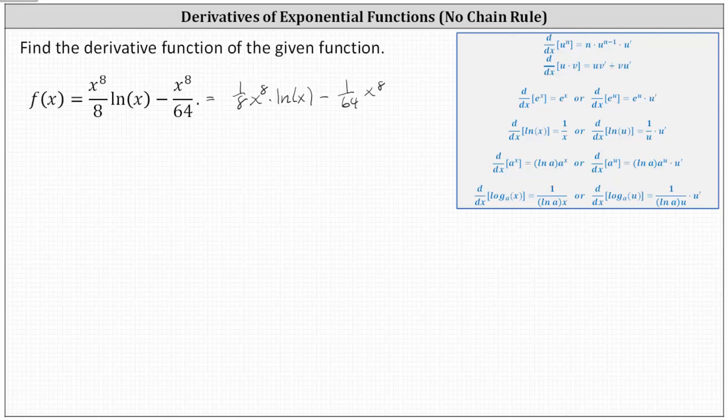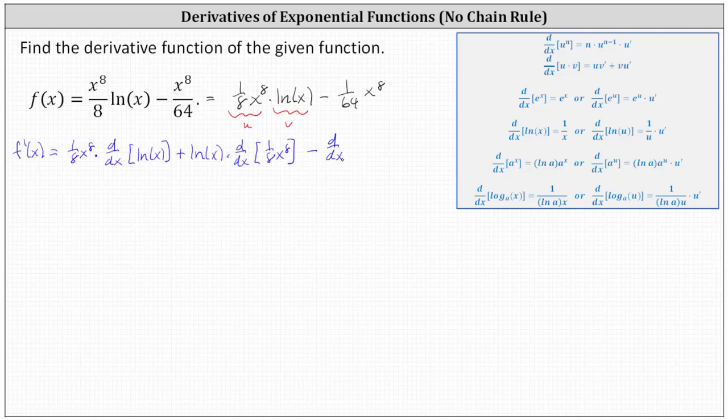So again, to apply the product rule, we'll let u equal 1/8 x to the 8th and v equal natural log x. This indicates that f prime of x is equal to the first function of 1/8 x to the 8th times the derivative of the second function, which is the derivative with respect to x of natural log x, and then plus the second function of natural log x times the derivative of the first function, which is the derivative with respect to x of 1/8 x to the 8th. And then we still have minus the derivative with respect to x of 1/64 x to the 8th.